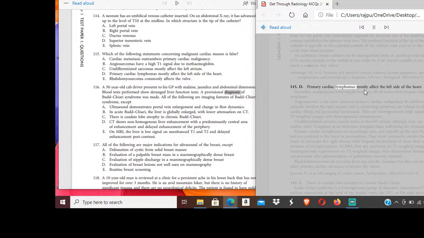115. D. Primary cardiac lymphomas mostly affect the left side of the heart. Secondary malignancies involving the heart are 20-40 times more frequent than primary cardiac neoplasms. Angiosarcoma is the most common primary cardiac malignancy of adulthood.